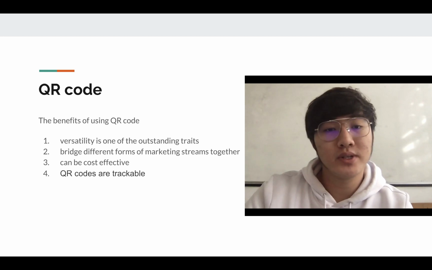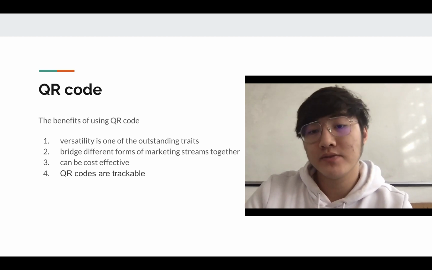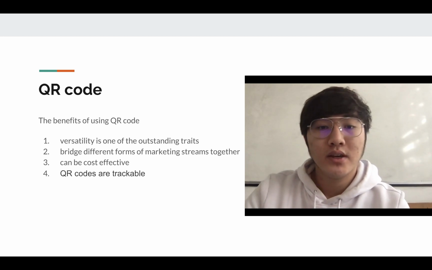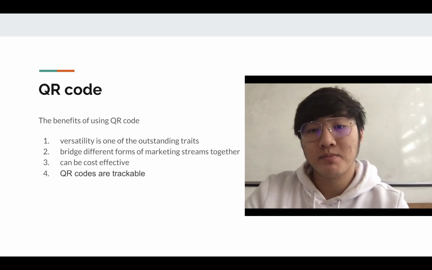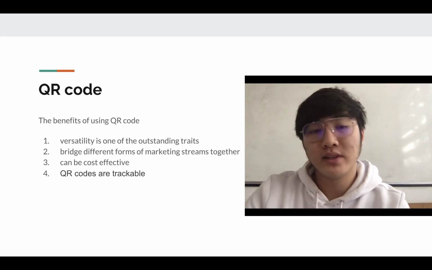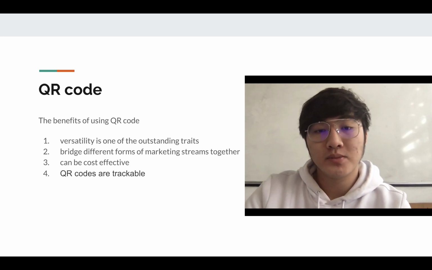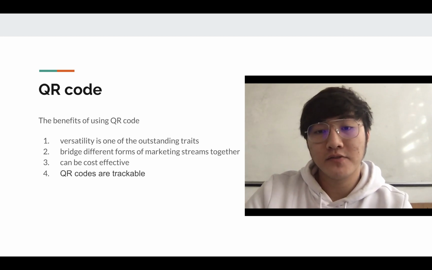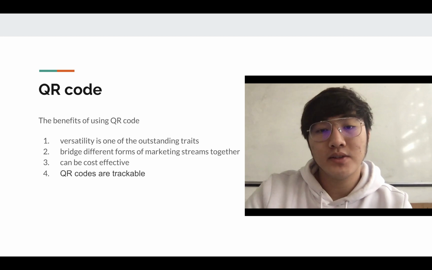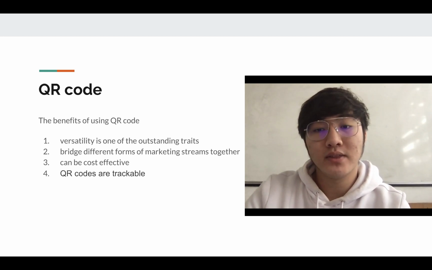Another great thing about QR codes is that they bridge different forms of marketing streams together. For example, e-commerce and mobile commerce are both used with QR codes. QR codes can act as a link, and they also expose customers to other forms of advertising for the business or service the QR code is for. This maximizes exposure and they potentially generate revenue.